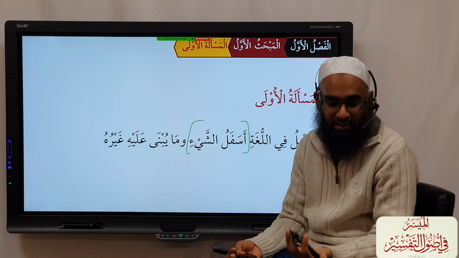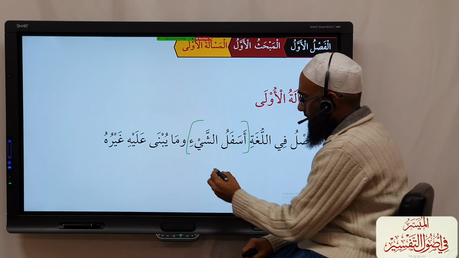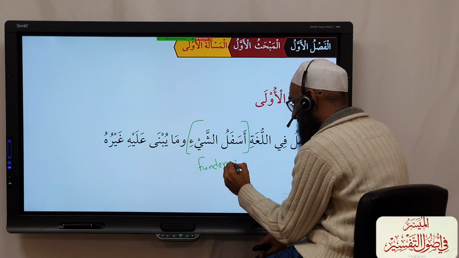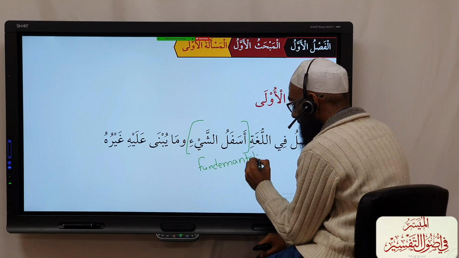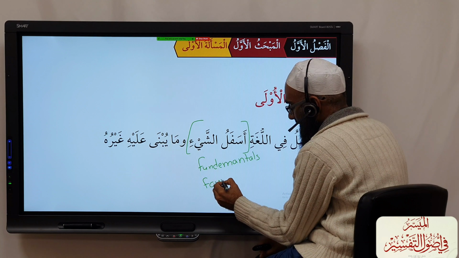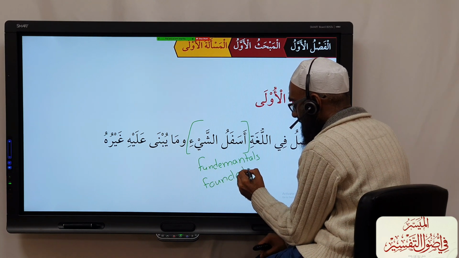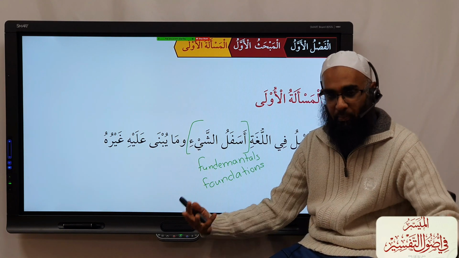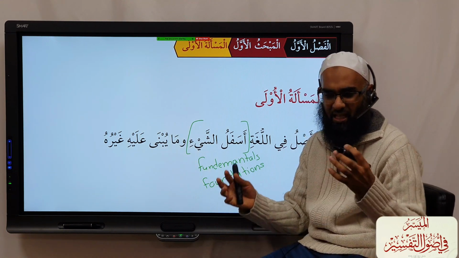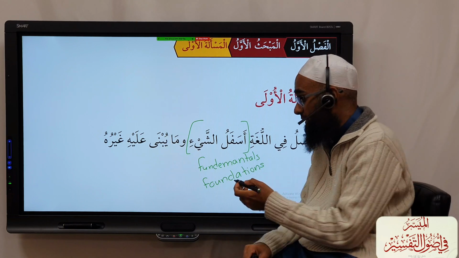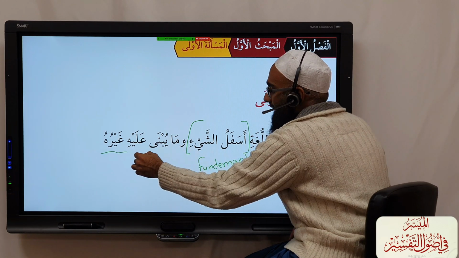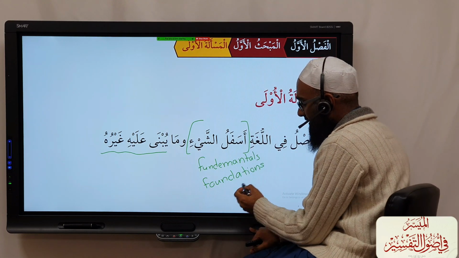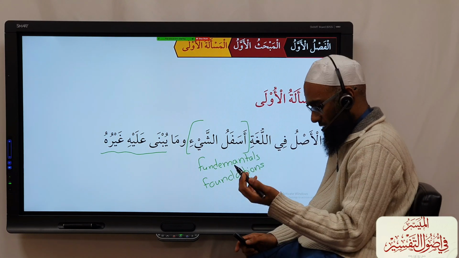So then we translate this in English as what? What do you translate it as? Fundamentals and foundations. Foundations physically are foundations of a building, etc., and metaphorically they are starting principles. So we say principles. And he says, وَمَا يُبْنَى عَلَيْهِ غَيْرُهُ, that upon which other things are based. So we say here, fundamentals or basic rules.